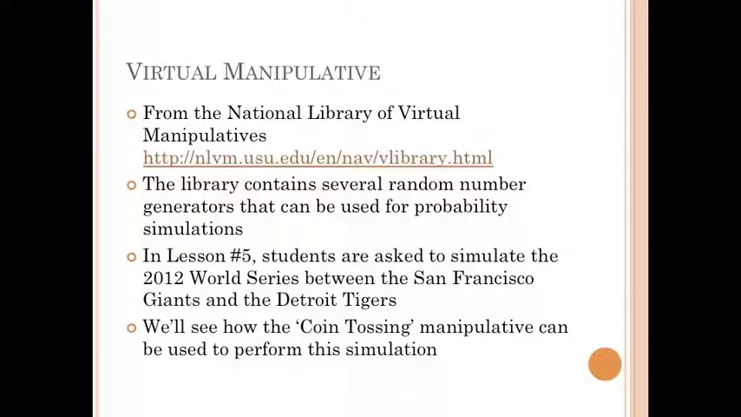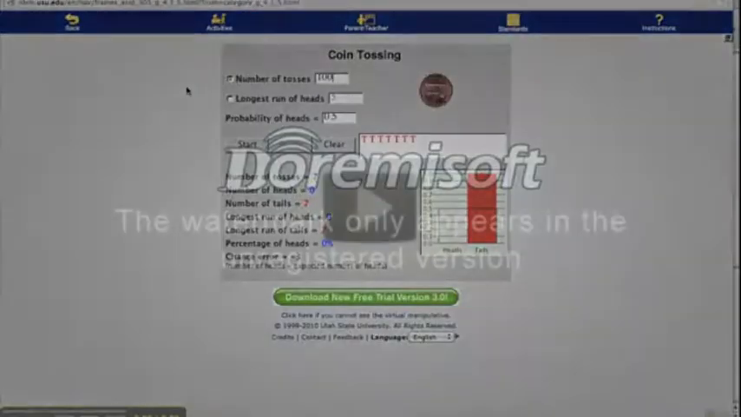We're going to examine one of the technologies used within the unit from the National Library of Virtual Manipulatives. This website contains several random number generators that can be used in probability simulations. Within lesson number 5, students are asked to simulate the 2012 World Series, and we're going to demonstrate how this virtual manipulative can be used to conduct that simulation.